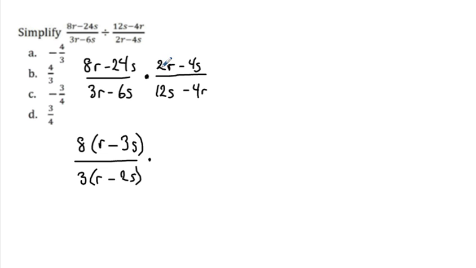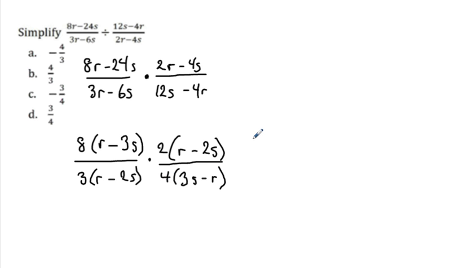times the greatest common factor of 2r and minus 4s, which is 2. Pull that out. 2r divided by 2 is r, minus 4s divided by 2 is 2s. The greatest common factor of 12s and minus 4r is 4. Let's pull that out. 12s divided by 4 is 3s. Minus 4r divided by 4 is simply r.